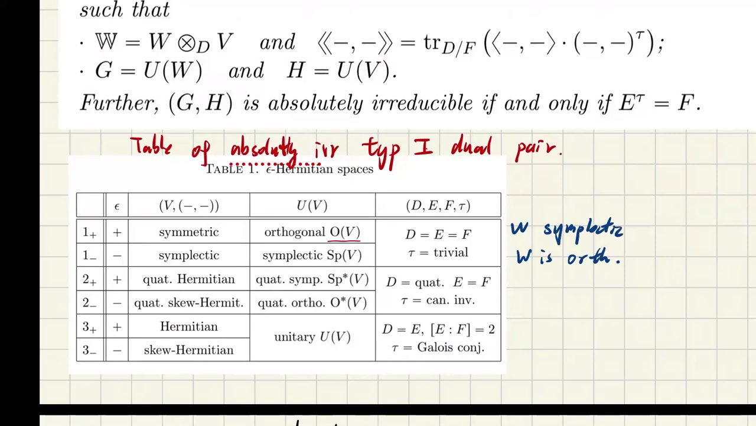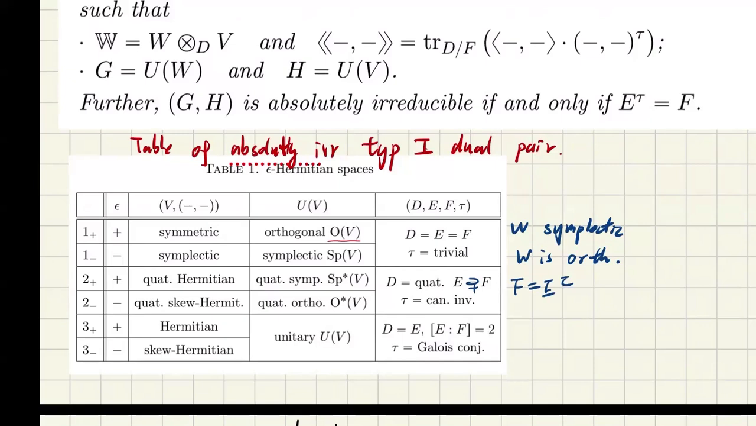And another case is that D is just a quadratic extension of F, and tau is just the canonical involution on the quadratic extension. It's a Galois involution, a non-trivial Galois action on the extension field. And E properly contains F, and F is equal to E tau.